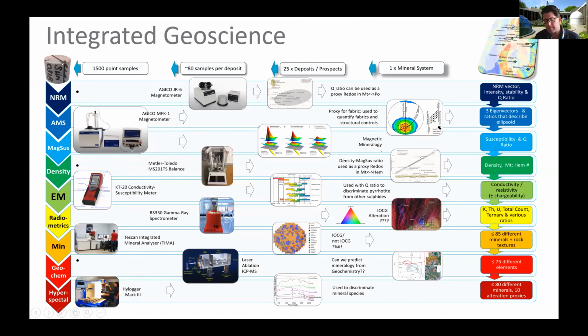paleomagnetic cores. From each of these cores, we can generate a whole bunch of different data sets. You can see these down the side here. So we're talking about remnant magnetization, magnetic fabrics, which gives us structural geology, susceptibility, density, chargeability, radiometrics. We get mineralogy from TIMA, so we get these lovely little mineral maps for each of our samples. We can get geochemistry, and we can also get hyperspectral. This generates a huge data set, and the great thing about this is it's all pre-integrated, so we can do a whole bunch of neat stuff with it.